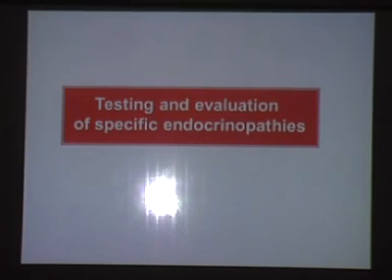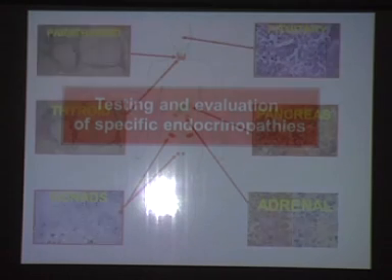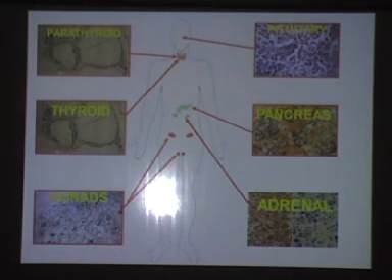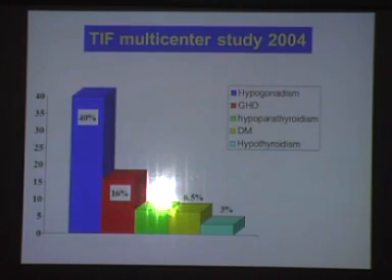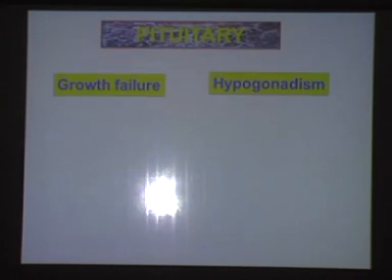Now, testing and evaluation of specific endocrinopathies. These are the glands which are affected by hemosiderosis in thalassemia: the pituitary, pancreas, adrenal, parathyroid, thyroid, and the gonads. And this is the prevalence of the endocrine complications presented by a TIF study in 2004, and as you see, hypogonadism is the most common endocrine complication. The affection of the pituitary will lead to growth failure and hypogonadism.